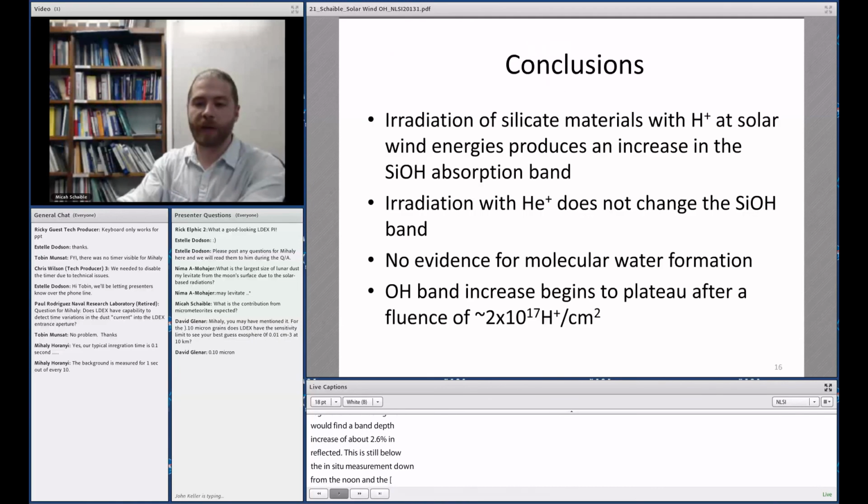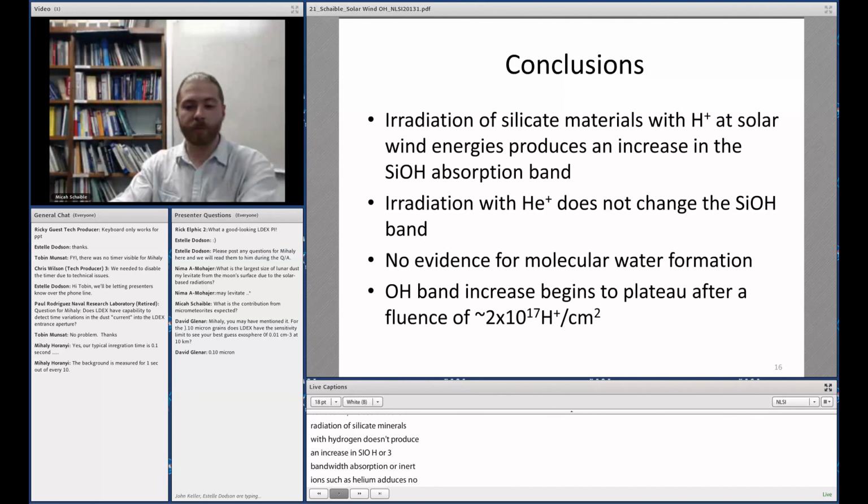So in conclusion, we see that the irradiation of silicate minerals with hydrogen produces an increase in SiOH, or a 3-micron band absorption, while irradiation with inert ions, such as helium, produces no changes in that SiOH band. We saw no evidence for molecular water formation and an eventual plateau starting at about 2 × 10^17 hydrogen molecules per centimeter squared, at which point the OH starts to level off. That's it.